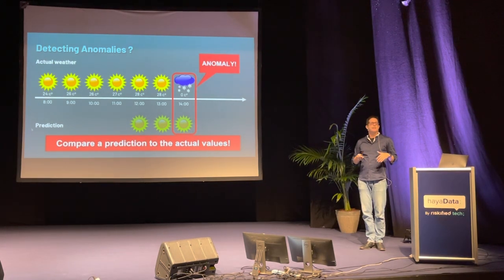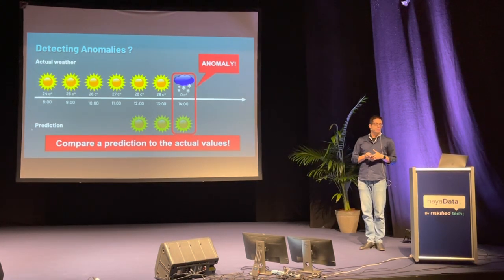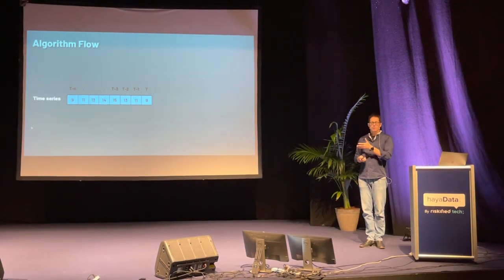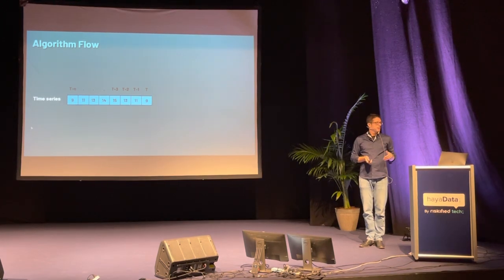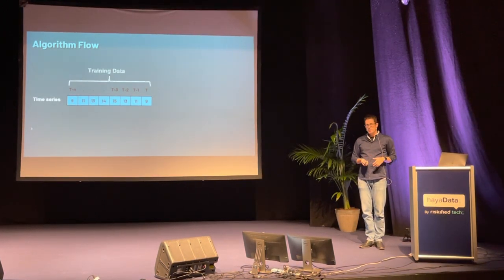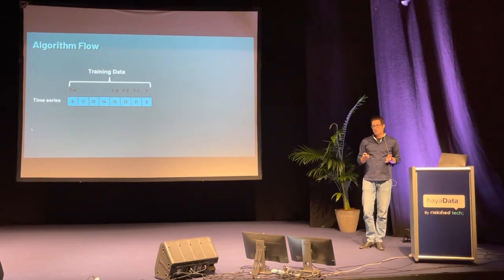We basically make some prediction using some model, and there's lots of different models you can use, and then we compare it to the actual values. If they're off by a lot, we declare it as an anomaly. If you look at it from an algorithmic flow of just numbers, of these time series numbers coming in, we can basically use the data we have as a training set for the algorithm.